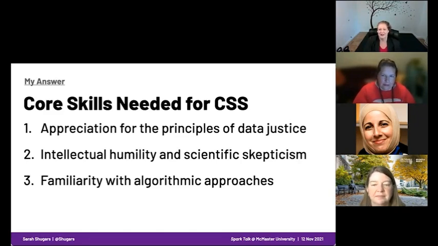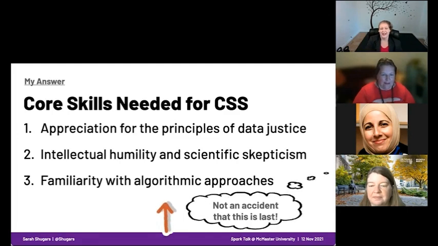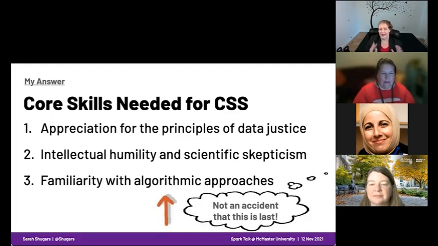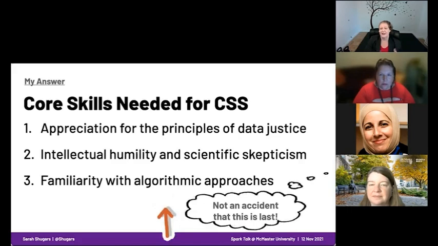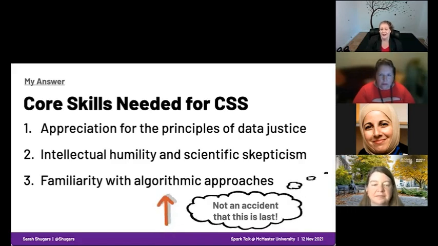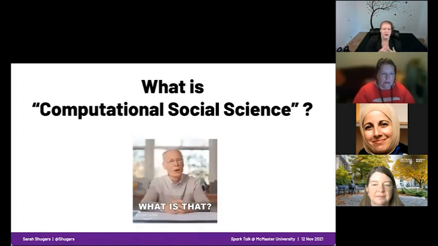I saw many of the answers had to do with programming skills or coding. While I do think that's often the first thing that comes to mind, I do want to note that it's not accidental that I put that at the bottom of this list. It's definitely an important skill, but I would argue that it is not the most important. And to explain why, I think it's helpful to back up a bit and think more about exactly what we mean by computational social science.